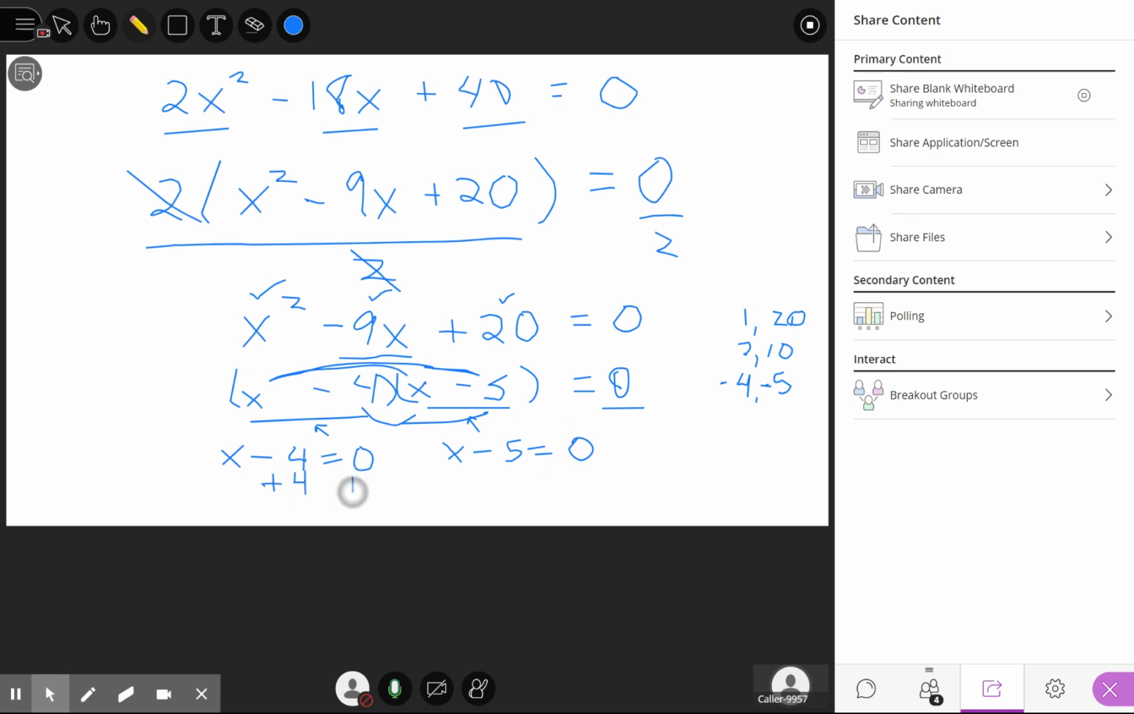So here we'll add 4 to both sides, and what do you know? x equals 4, just like we saw on the graph. And over here, we add 5 to both sides, and we have x equals 5, just like we saw on the graph.